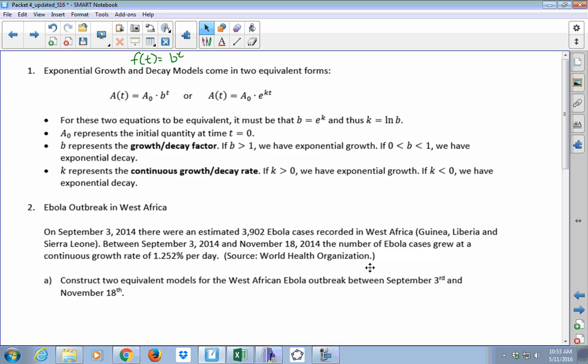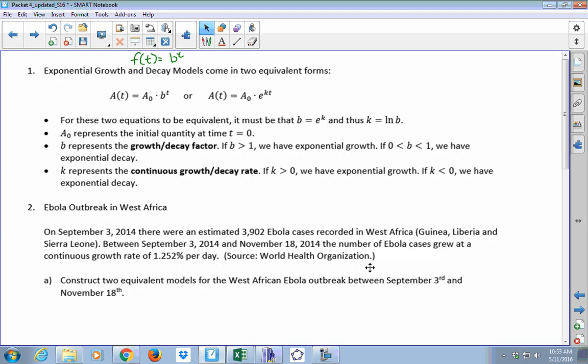transformations of this model, because often we're starting with some number of either numbers of cells, numbers of people with a virus, a certain population, the number of square miles of rainforest before destruction.